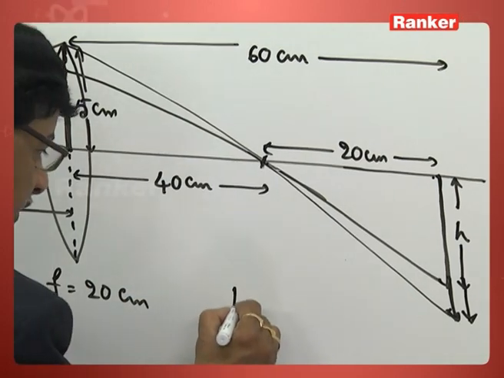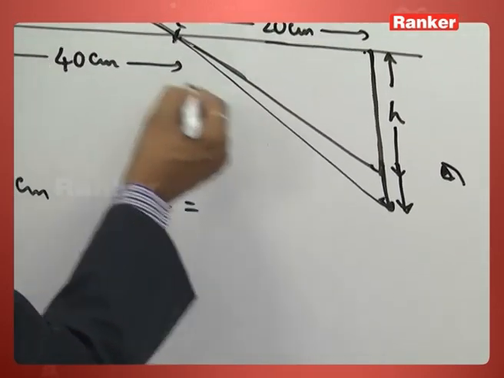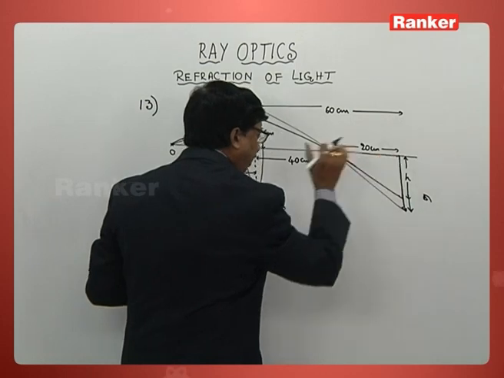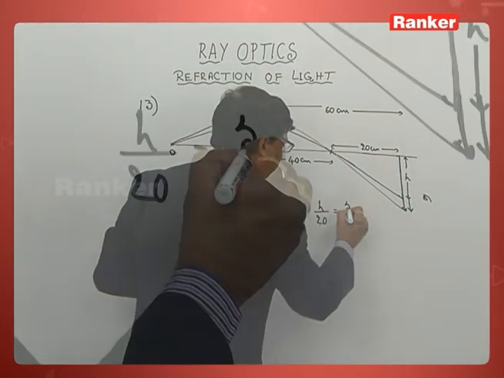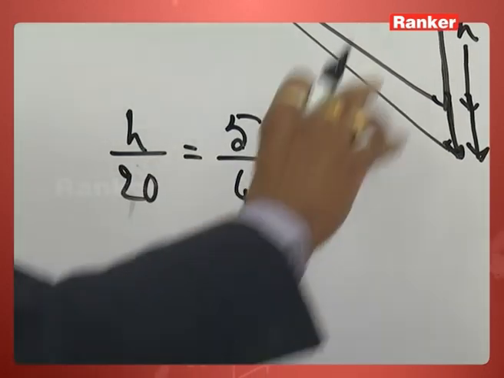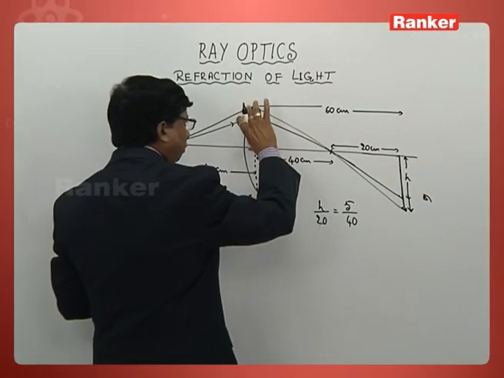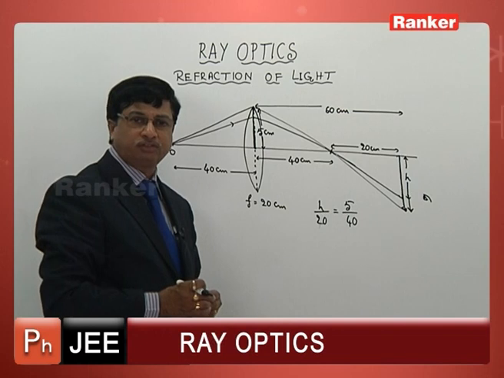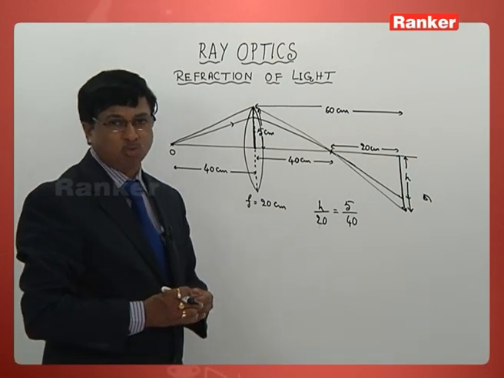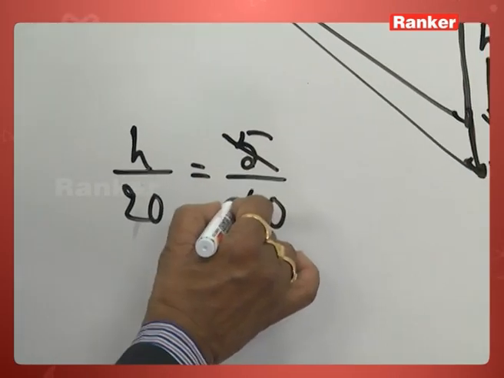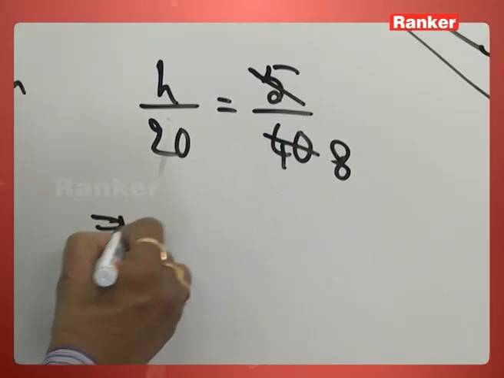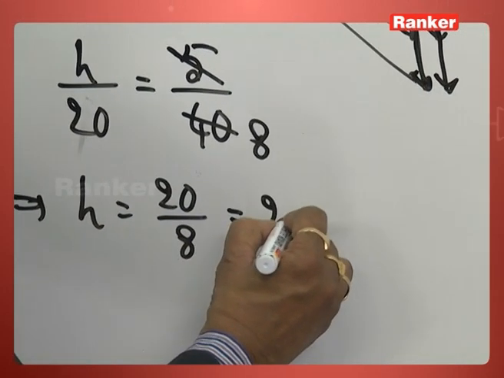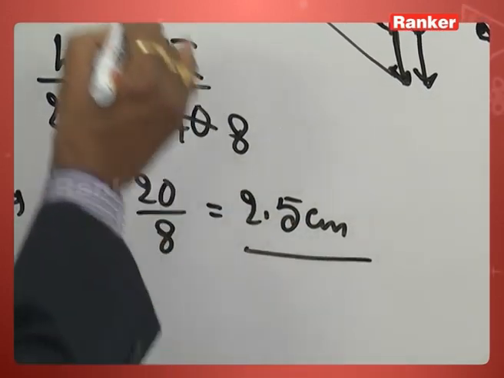Let us write h by 20. Just look at this one. h by 20 is equal to 5 by 40. This side by this side is equal to this side by this side. Mathematically, when two triangles are similar, we can just write their corresponding sides equal, the ratios of their corresponding sides equal. Then automatically this goes 8 times. So what will now be the value of h? The answer, 20 by 8. That of course will now be 2.5 centimeter.